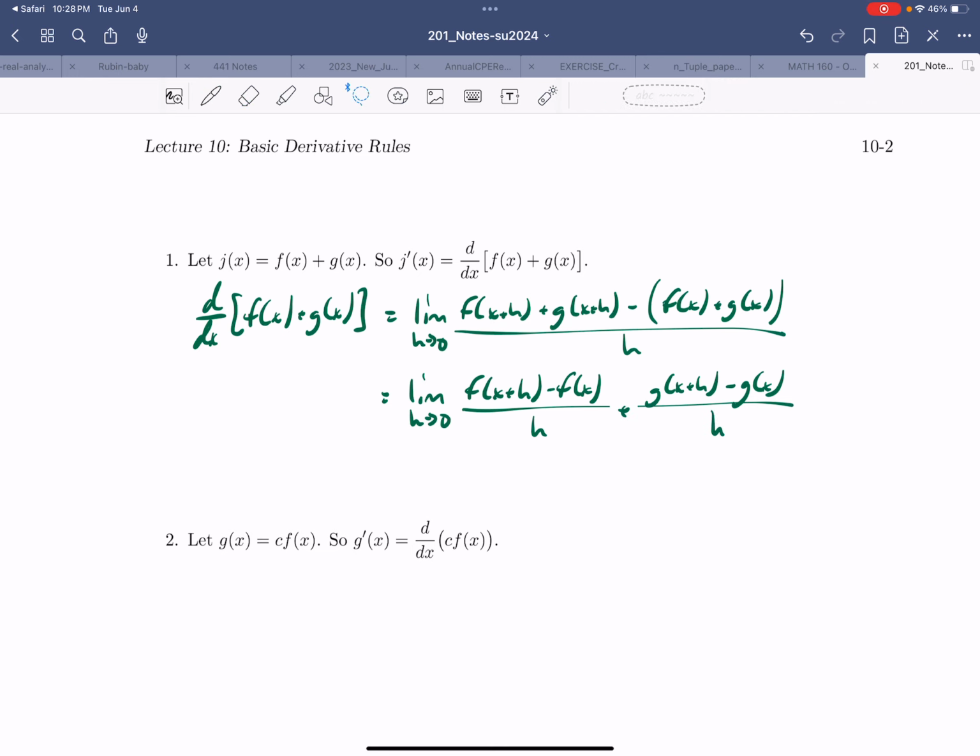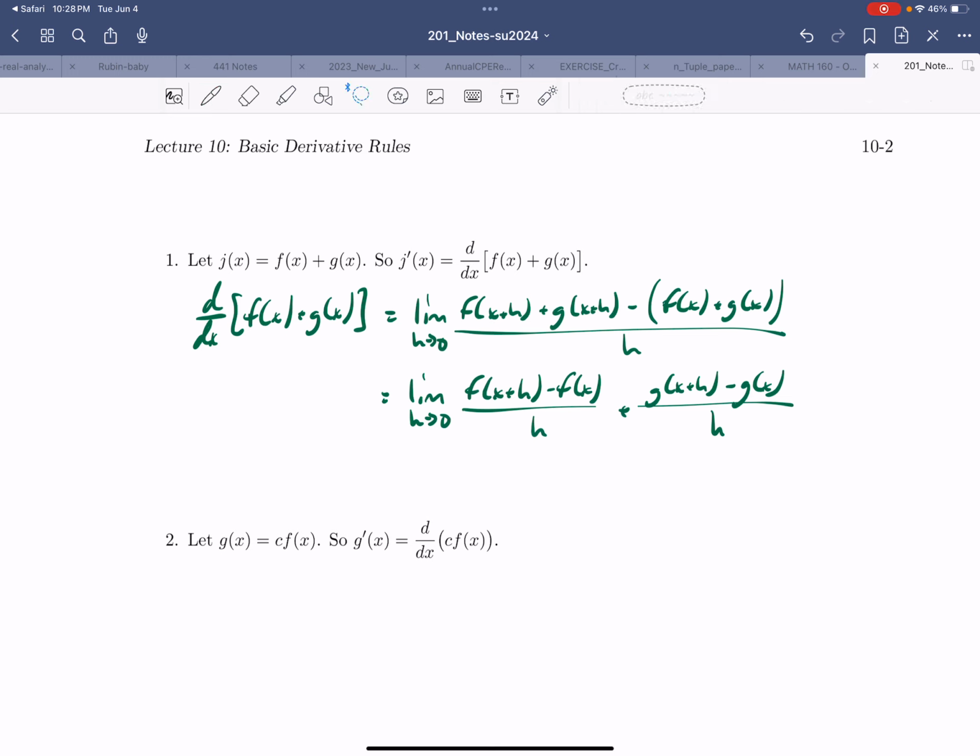That's just using arithmetic. I guess using limit laws, assuming that both these limits exist, which we'll see that they do.